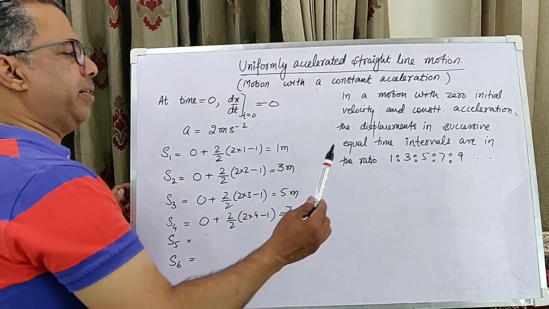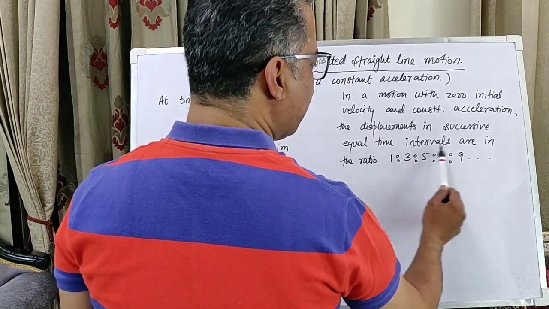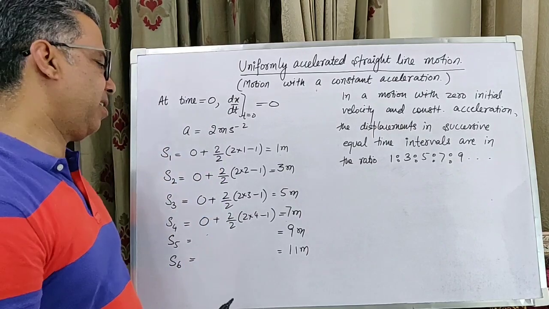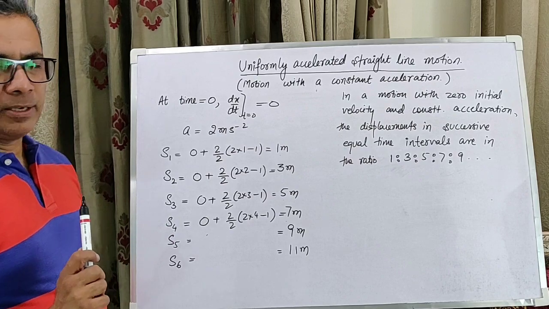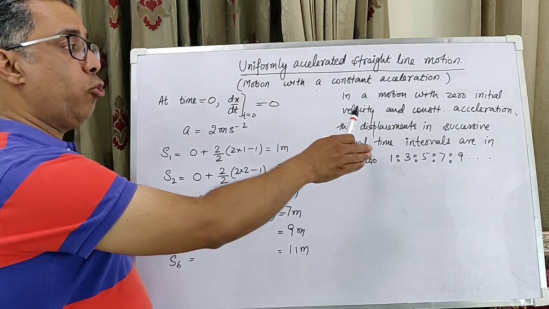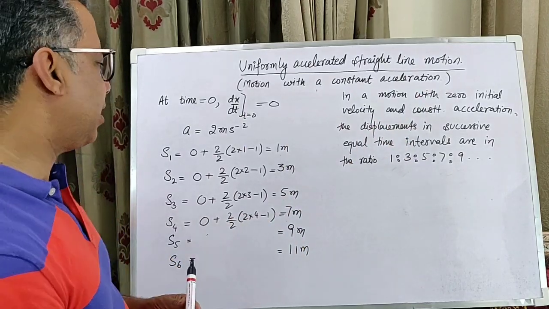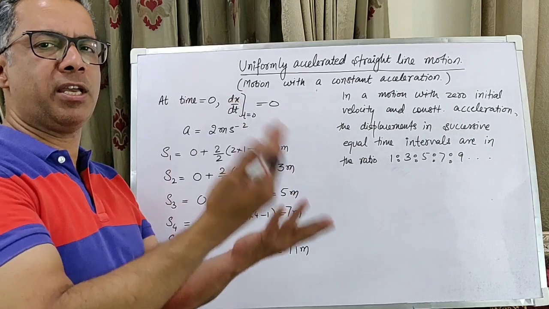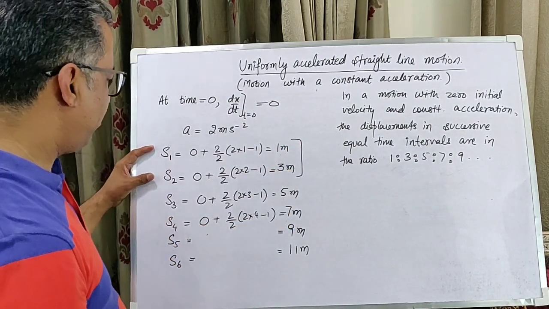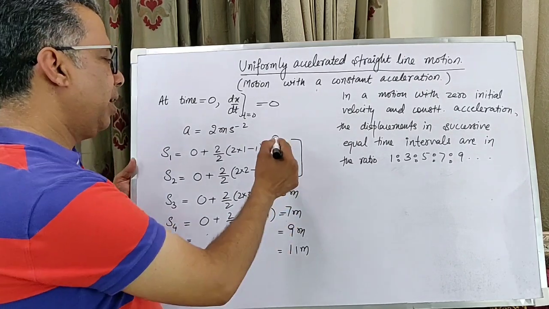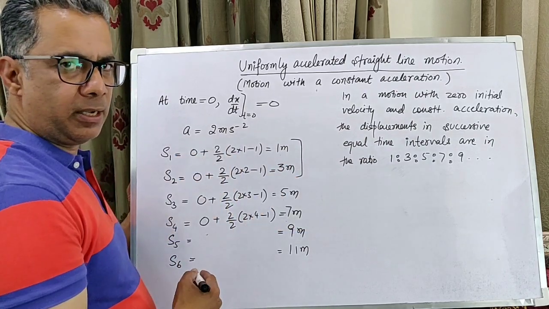Now I have mentioned here successive equal time intervals. I haven't really mentioned 1 second intervals, whereas over here in this calculation I have shown 1 second intervals. But does it hold if the intervals are larger or smaller? Now we can easily check this out. What we can do is we can take up 2 second intervals. So if we take the first 2 second of motion, that gives us the displacement in the first 2 second interval.